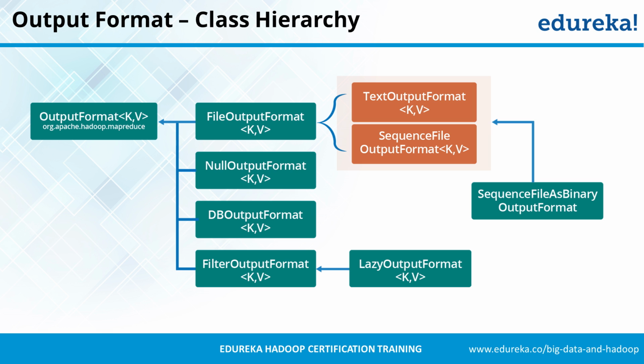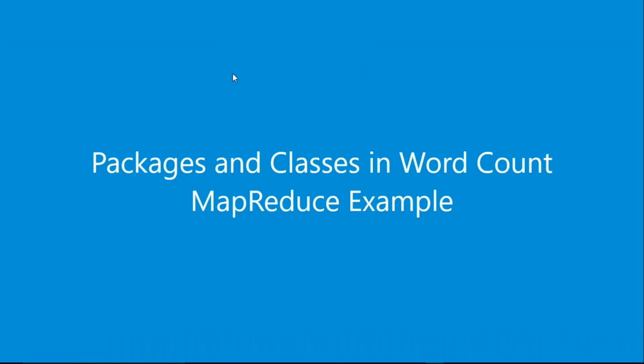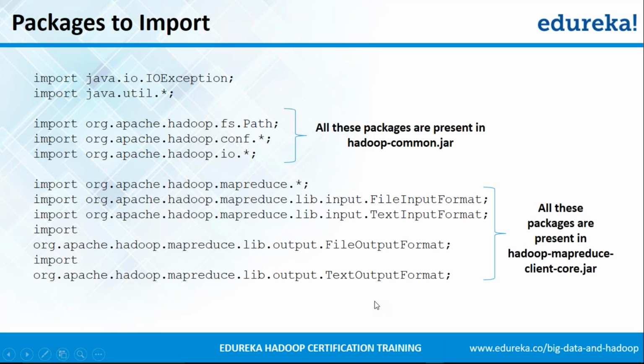Good. So let's move on and let's understand the packages and classes in a word count MapReduce example. In our previous session, we understood how to execute a MapReduce example that is present with the Hadoop package itself. However, in this session, I'll tell you how to write a MapReduce program of your own using Java, as well as I'll tell you what are the packages and classes that are required to do that. So the very first thing is to explore the classes that are used for writing a MapReduce program, right? Let's move on. Now the very first thing is the list of the packages that needs to be imported, which is there in the Hadoop jar file.